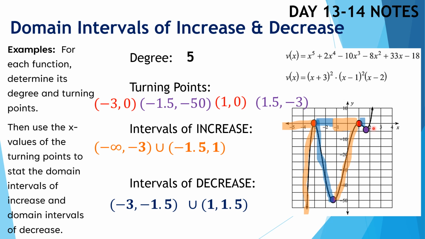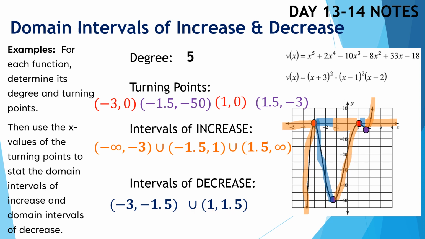And then we have a fourth turning point where we increase again, and that's going all the way out to the right across our domain to +infinity. So our last increase is 1.5, comma infinity. All right, so all of the intervals of increase, -infinity to -3, union -1.5 to 1, union 1.5 to +infinity. The two sections that we see decrease are between the x values of -3 to -1.5, union 1 to 1.5. Great job.